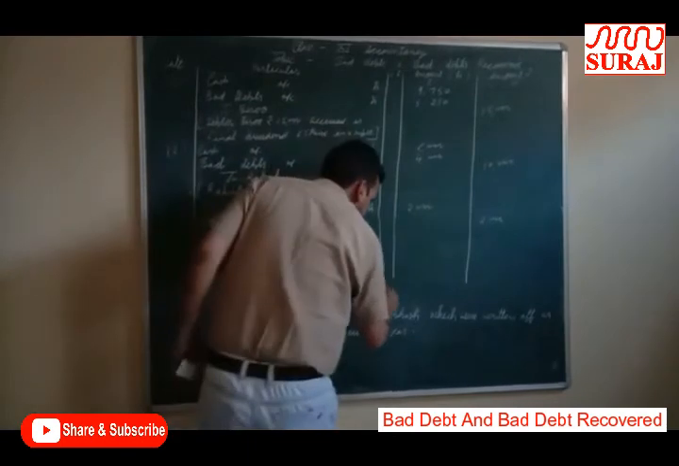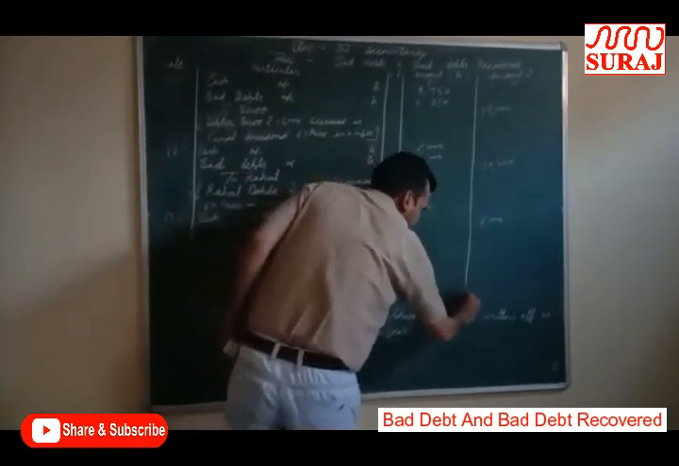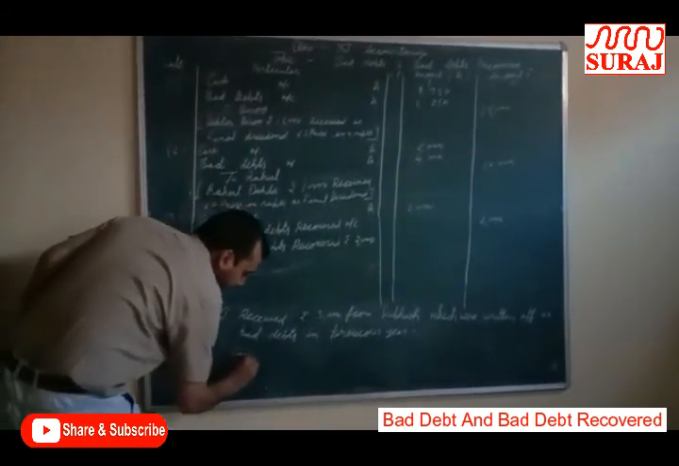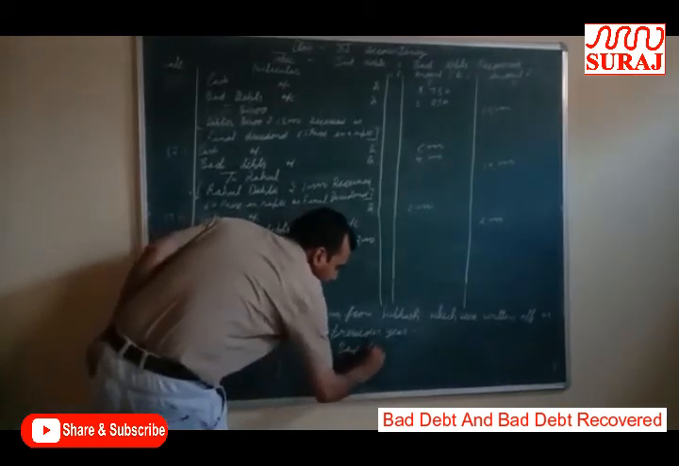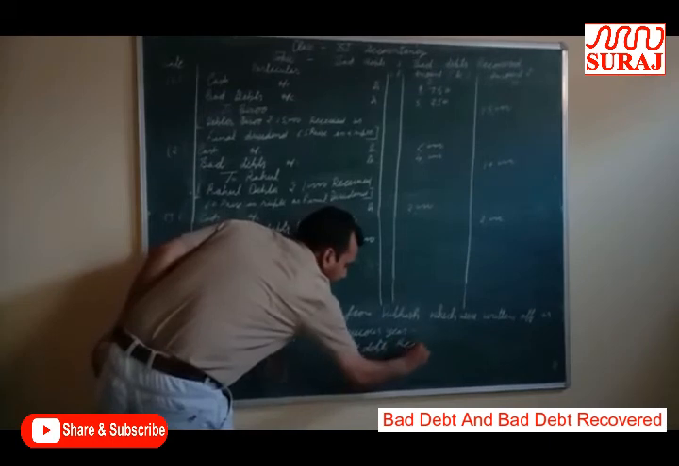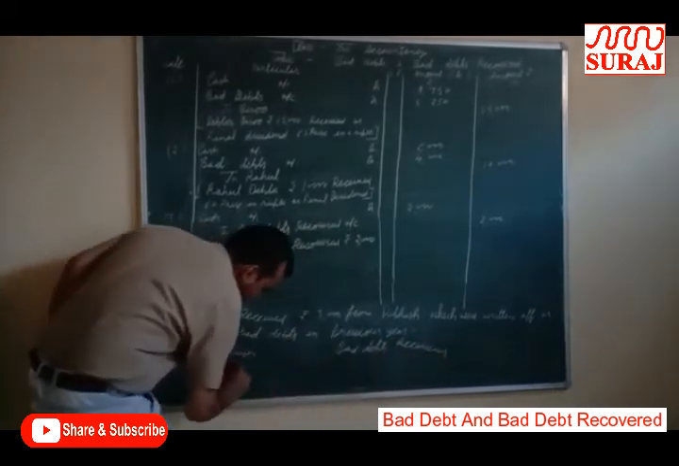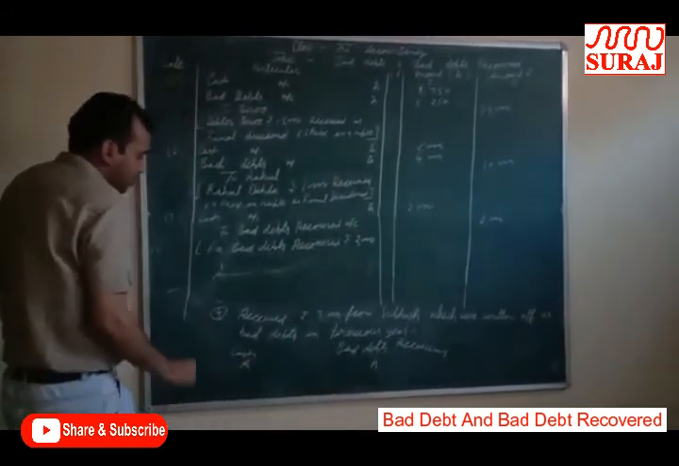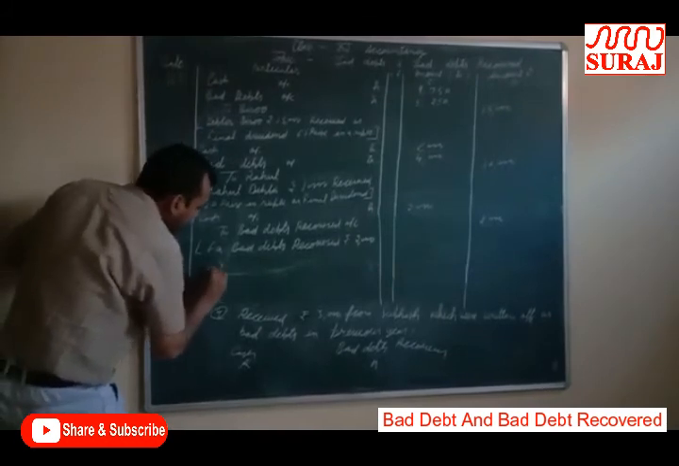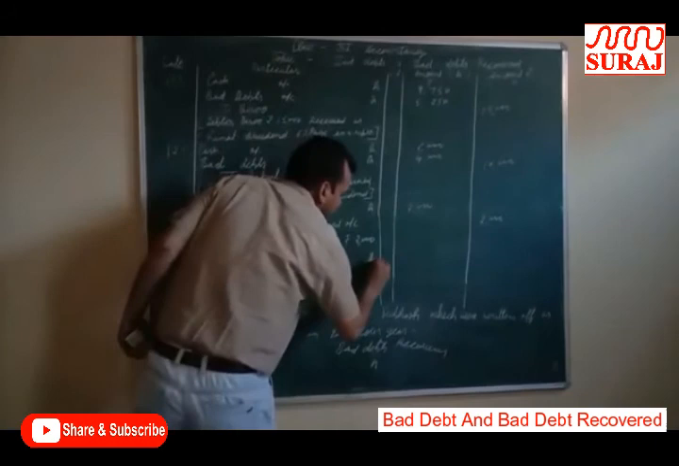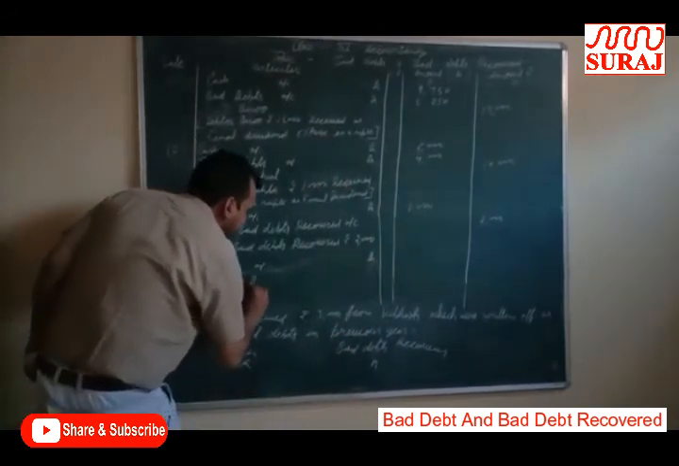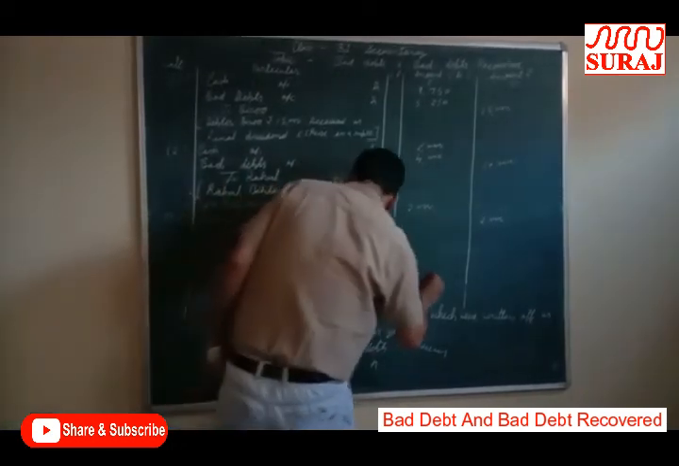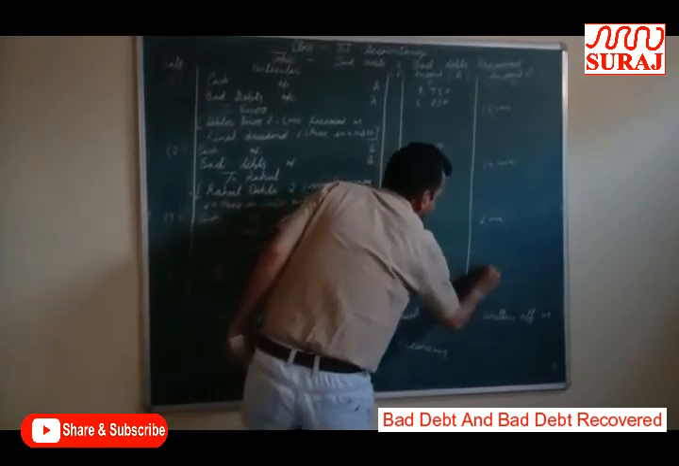Received 3,000 from a debtor which was written off as bad debt in the previous year. Again your entry will be passed from cash and bad debts recovered. Cash, real; bad debts recovered, nominal. Cash comes in, so cash debit. Cash account debit, to bad debts recovered account, income, for rupees 3,000.